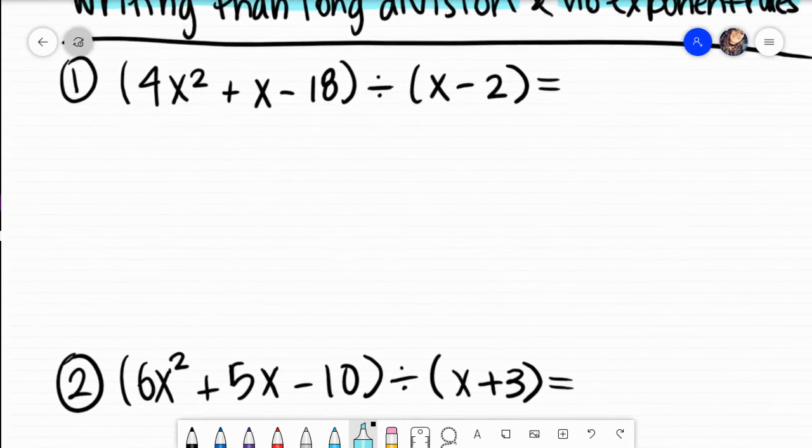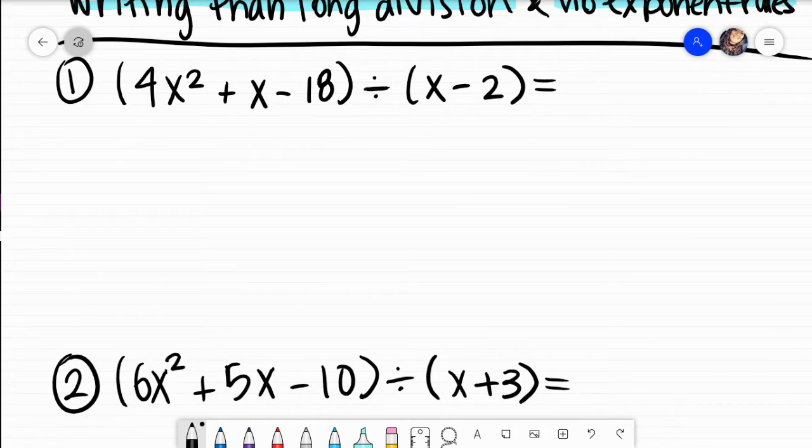Okay, so let's do our first problem. Say we are told to divide the trinomial 4x squared plus x minus 18 by this binomial x minus 2. And on the right-hand side, what I'm going to do is write what it equals. Okay, so this is what you do, y'all. We're going to actually just pull the coefficients from that trinomial. If it is a negative, you need to make sure that you include that sign. Okay, so again, I'm just going to bring down the coefficients of my trinomial.